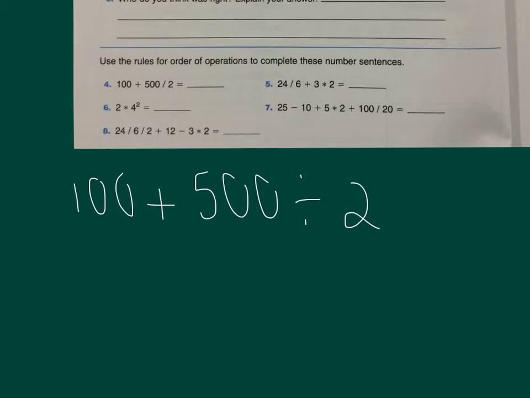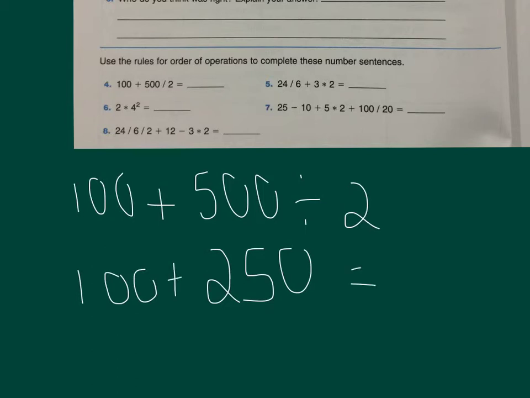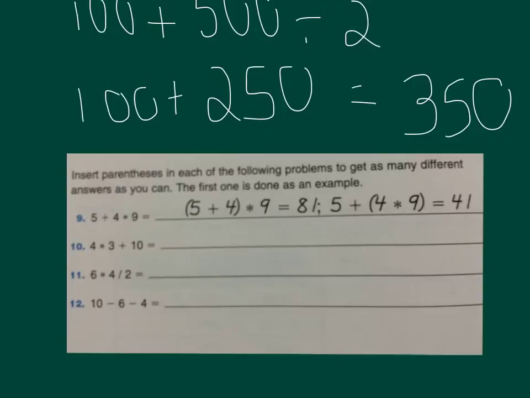You know that division comes first. So, 500 divided by 2, 250. Just cut in half. Plus 100. That's simple enough. Will equal 350. So go ahead and try the rest of them. 4, 5, 6, 7, and 8, and I'll see your answers when you send them in to me.